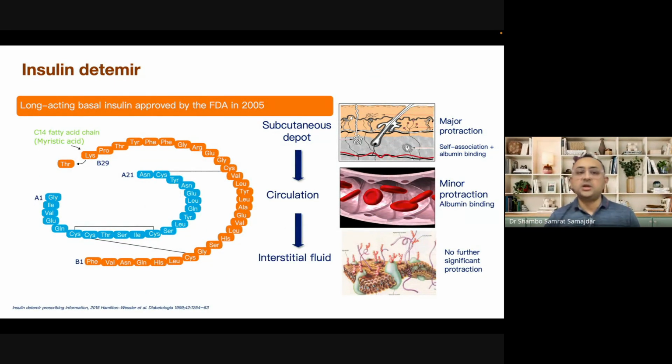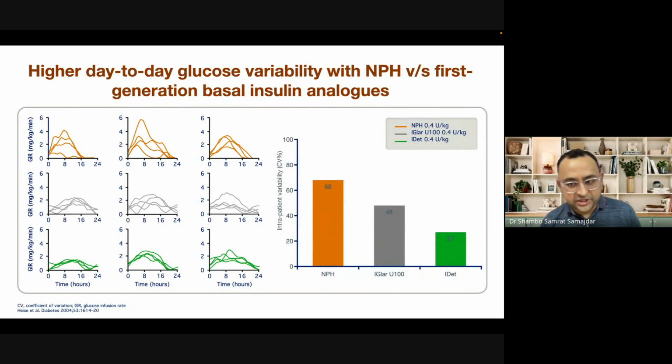Coming to another long-acting insulin, that is Detemir, which we can see has a C14 fatty acid chain, myristic acid. So subcutaneous tissue to circulation and then interstitial fluid. So there is a major protraction, self-association plus albumin binding, and there could be a minor protraction also in the circulation because of albumin binding. But when it reaches interstitial fluid, there is no further significant protraction.